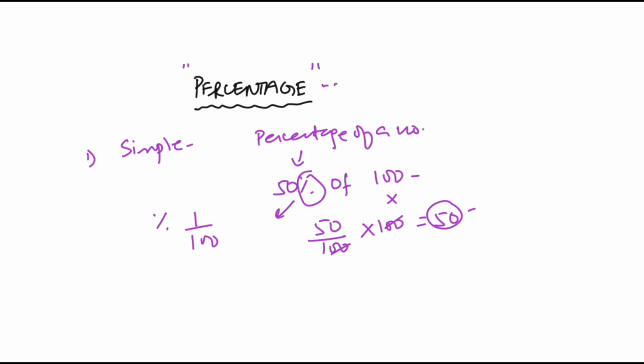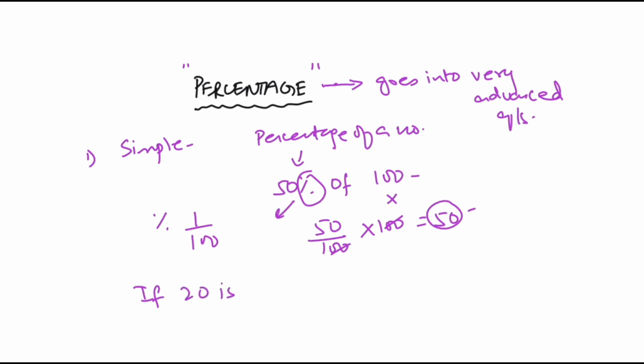Because percentage goes into very advanced questions. And that's the key, right? So from the simple one, percentage of a number, 50% of 100 is equal to 50. Then if I say that 20 is 90% of a number, find the number. That's how you go in percentage. This is the first step, a very basic one.